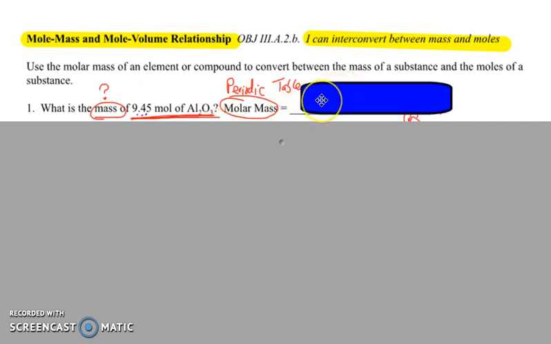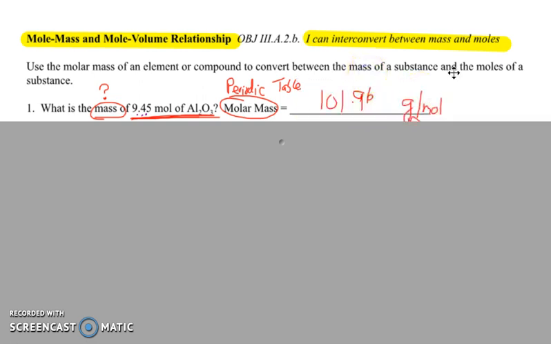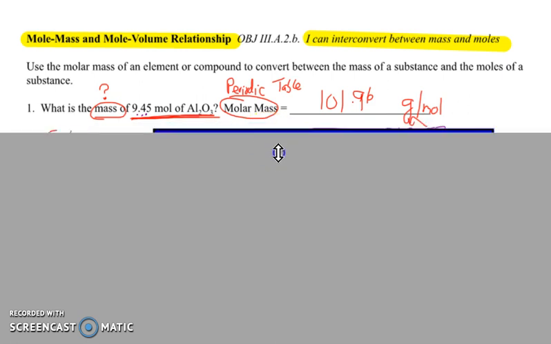So actually right now I want you to take out your periodic table, figure out what is the molar mass of aluminum oxide. I will pause and I will wait. Write down your molar mass right here. Perfect. So using the periodic table, can you tell me what you got? Perfect. 101.96 grams per mole. So as the molar mass, 1 mole of aluminum oxide has a mass of exactly 101.96 grams.